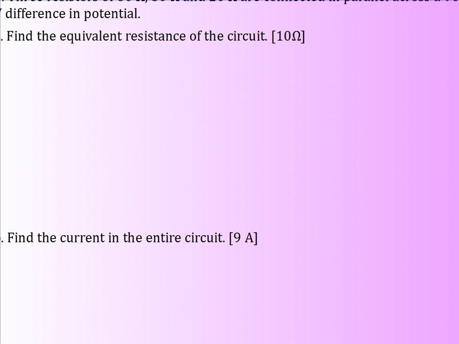All right, let's try a problem. Suppose I have three resistors of 60, 30, and 20 in parallel across a 90 volt potential difference. Find the equivalent resistance. All right, let's do the diagram.